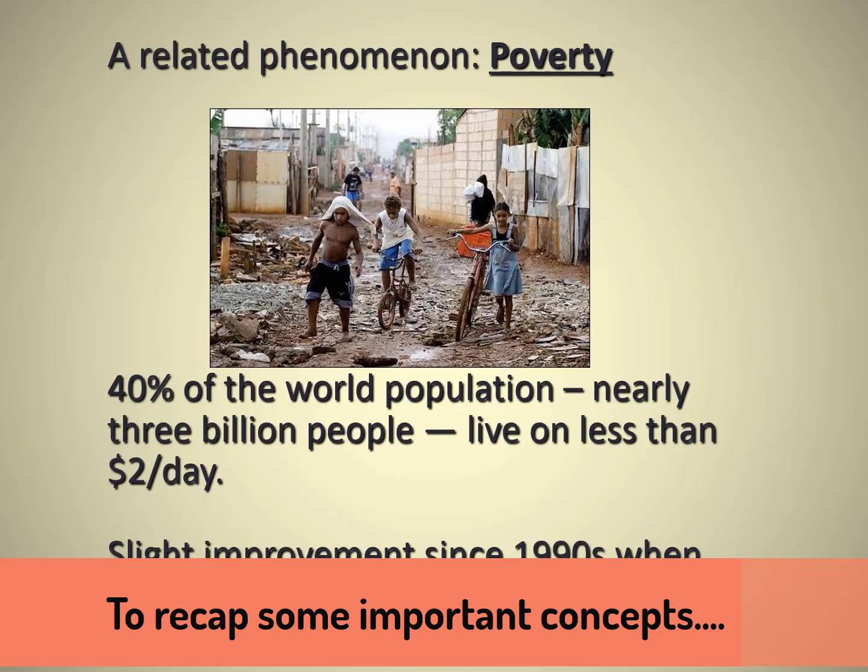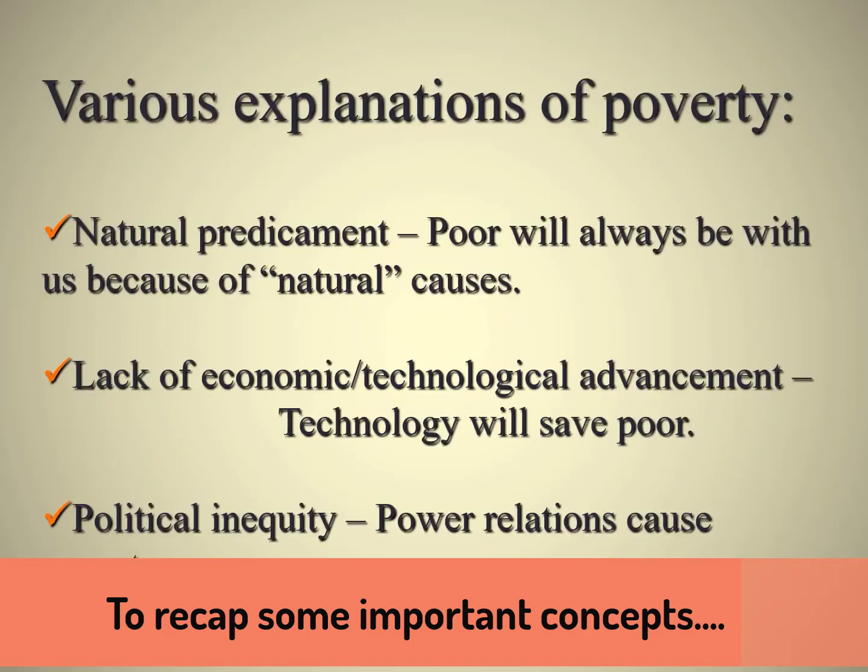A related phenomenon to inequality is poverty. 40% of the world population, that's nearly 3 billion people, live on less than $2 a day. This has slightly improved since the 90s when over half the world lived on less than $2 a day. And so this increase in poverty correlates with an increase in inequality. I gave three various explanations for poverty.